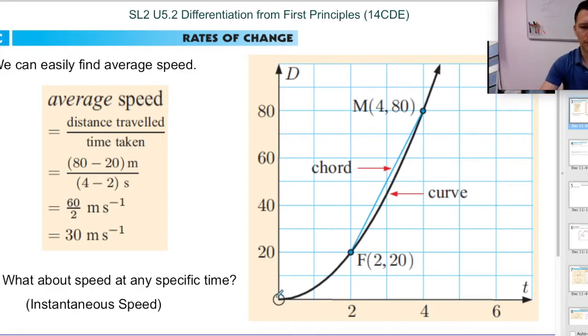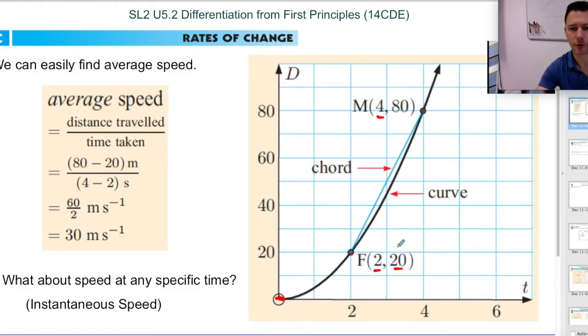So here's you throwing it out the window, and here's time at 2 seconds, how far has it gone? 20 meters. 4 seconds, how far has it gone? 80 meters. This would happen a lot faster if you're actually throwing something out the window, but if we want to find the average speed for that, you could figure out any 2 points, maybe this point and this point, and find the slope between them.